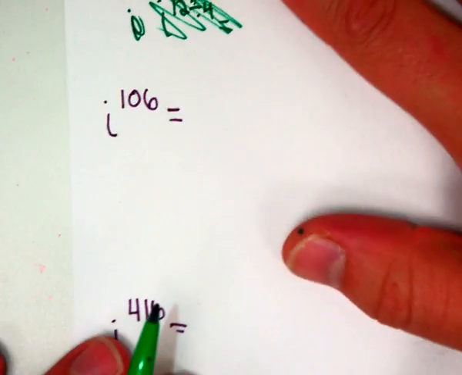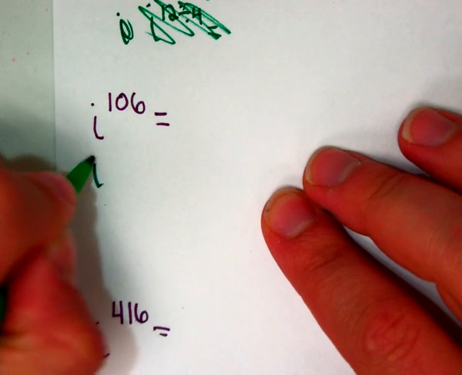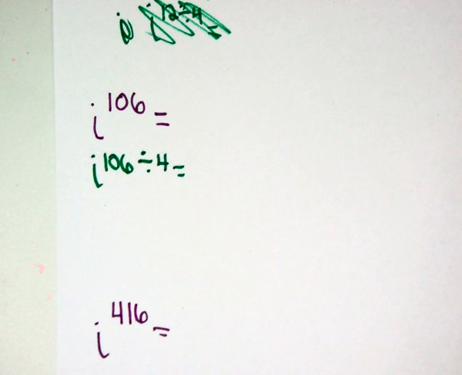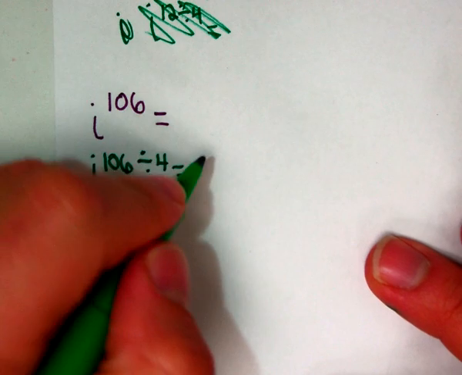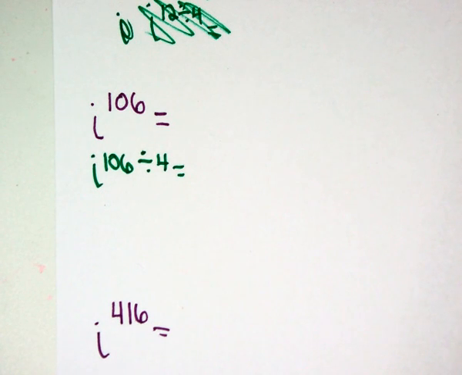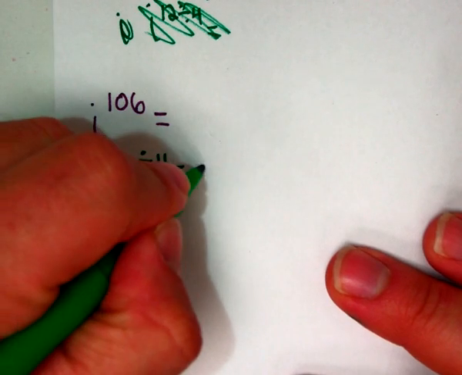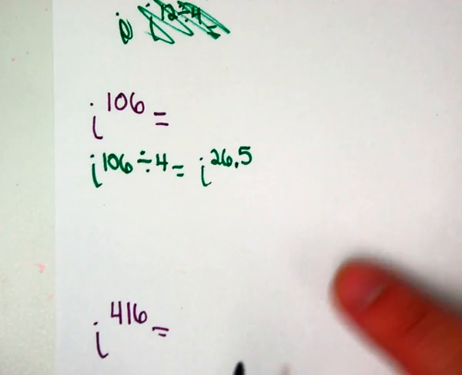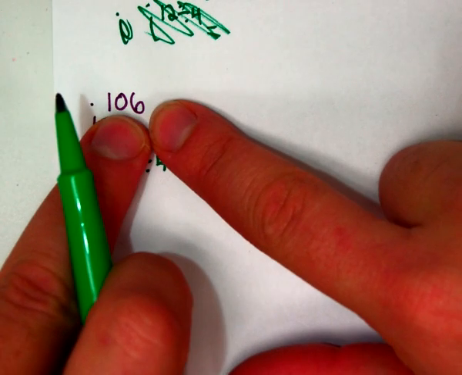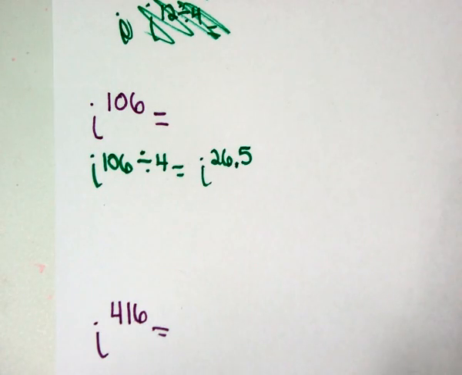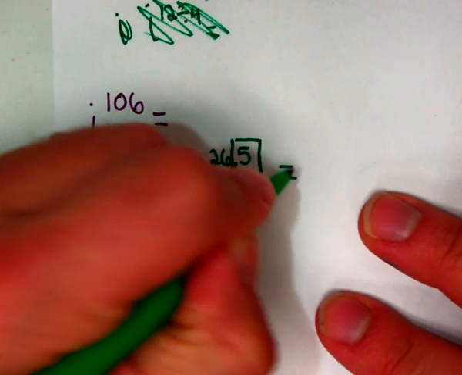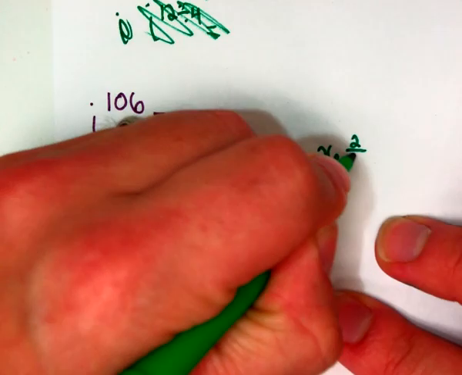i to the 106th. When I do i to the 106th and divide it by 4, what we're going to find is that 106 divided by 4 is equal to 26.5. What this means is that I can write out i to the 106th as 26 separate times i to the 4th, but I will have 0.5 remaining. So this is like saying i to the 26 and 2 over 4.